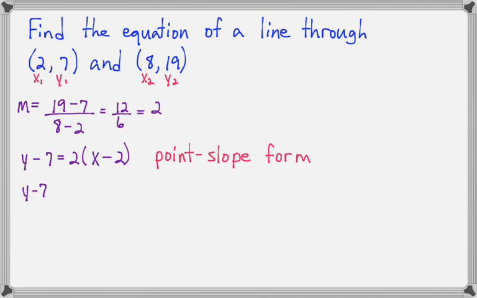And now if I distribute the 2 and add 7 to both sides, negative 4 plus 7 is 3. And now I have the slope-intercept form of the line.